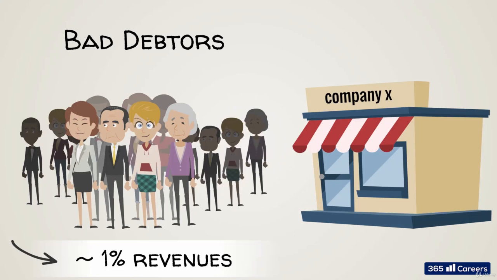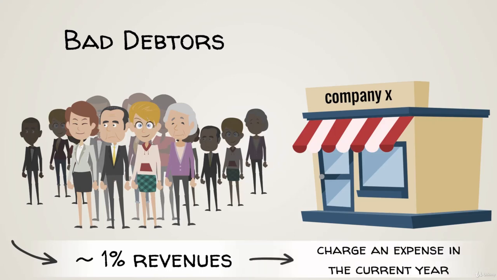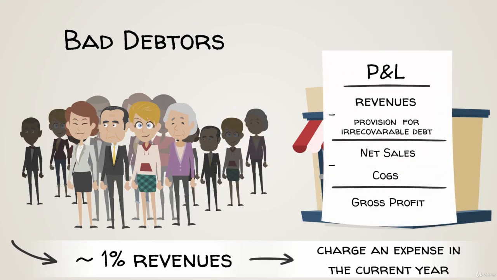Let's say historical evidence has shown Company X that approximately 1% of the total amount of trade receivables it has at the end of a calendar year will become irrecoverable debt. Well, if the company expects that to happen, it can simply charge an expense in the year in which the related sales took place. Sounds reasonable, right? This way, the matching principle would be respected.